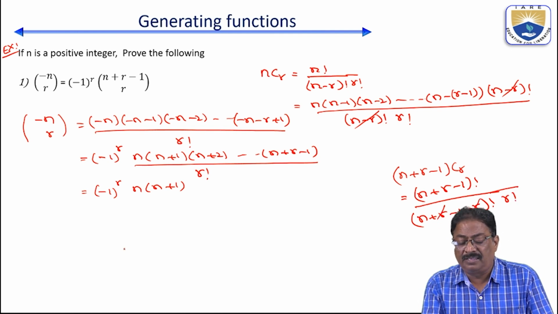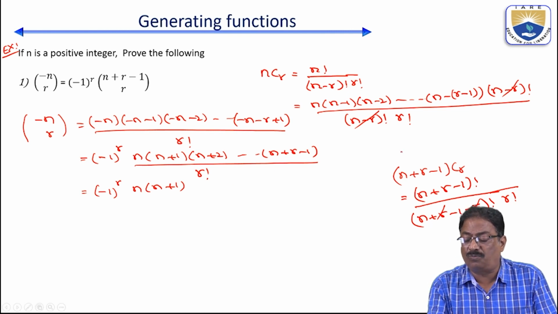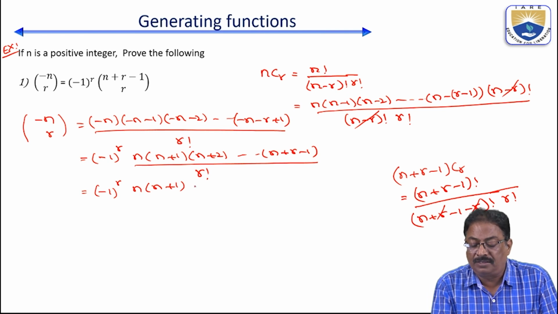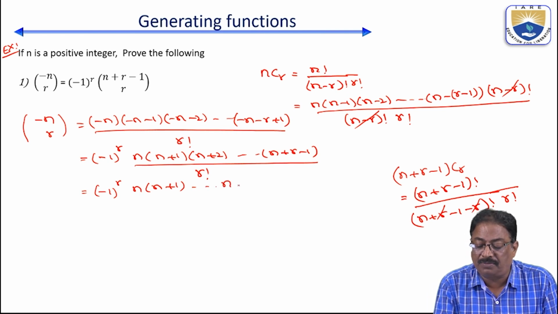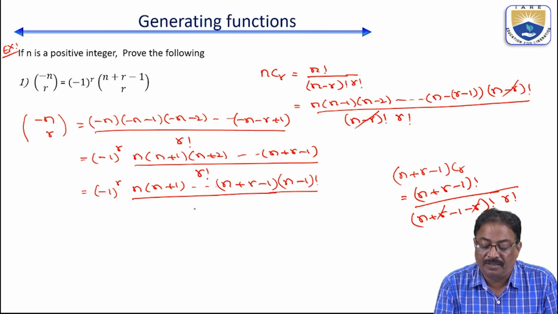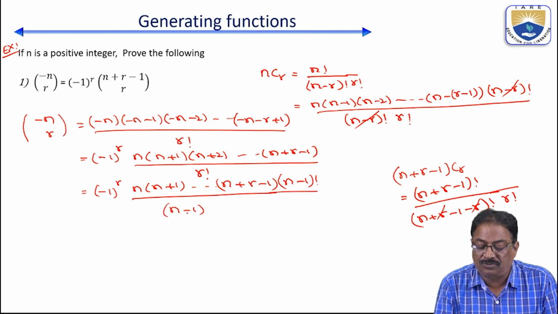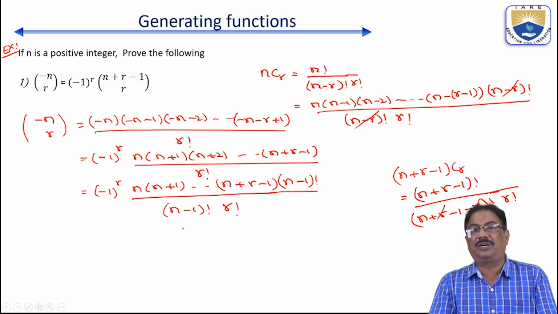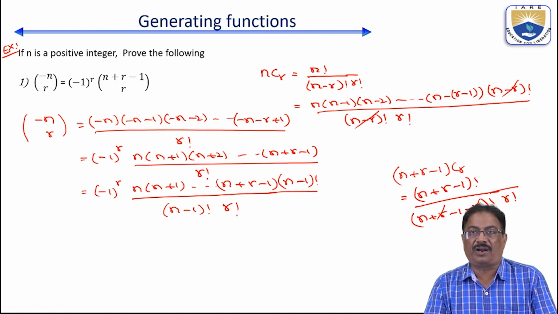This we have to verify. There is no n minus 1 factorial term in the denominator, as well as no factorial term in the numerator. So I am just multiplying the numerator and denominator with n minus 1 factorial.